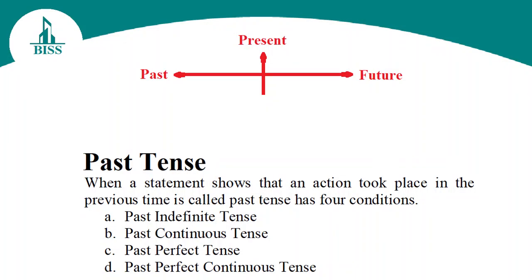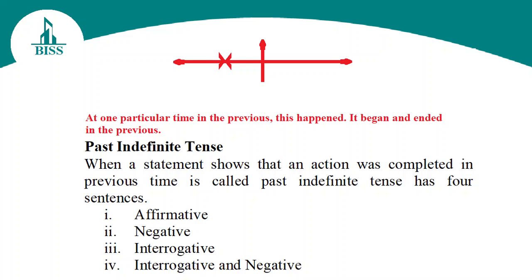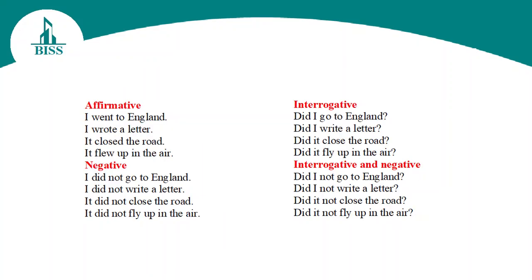Past tense. When a statement shows that an action took place in the previous time is called past tense, has 4 conditions. Past indefinite tense. When a statement shows that an action was completed in previous time is called past indefinite tense, has 4 sentences.